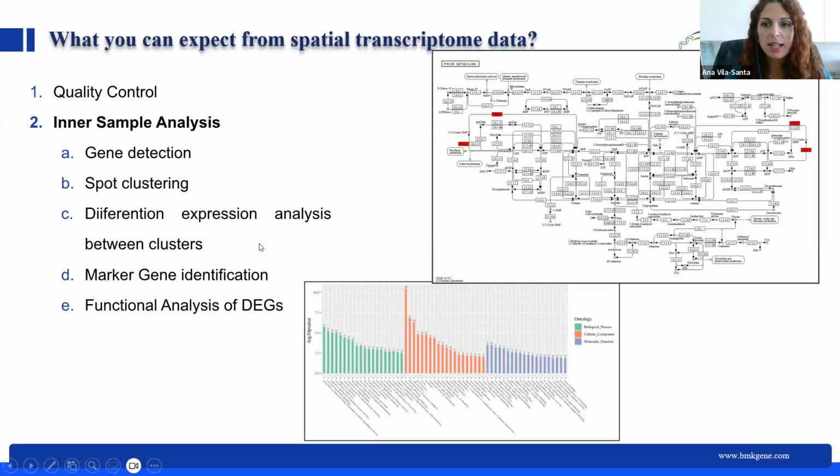Then we do functional analysis of these differentially expressed genes. And this is just to tell us if there is a particular cellular process that is ongoing and more relevant in one cluster or another, or if there are some specific metabolic pathways that are being highly expressed, etc.